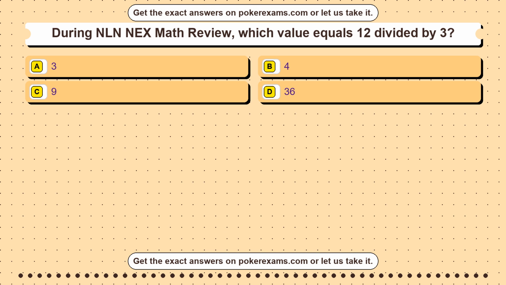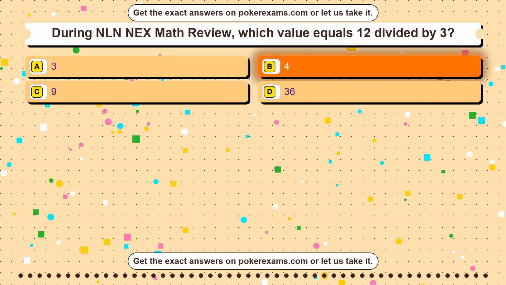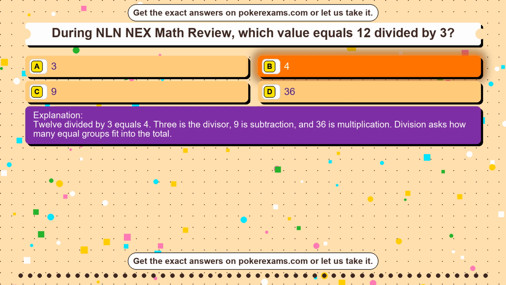Question 21. During NLN NEX Math review, which value equals 12 divided by 3? Option A 3. Option B 4. Option C 9. Option D 36. The correct answer is option B. 4. 12 divided by 3 equals 4. 3 is the divisor, 9 is subtraction, and 36 is multiplication. Division asks how many equal groups fit into the total.